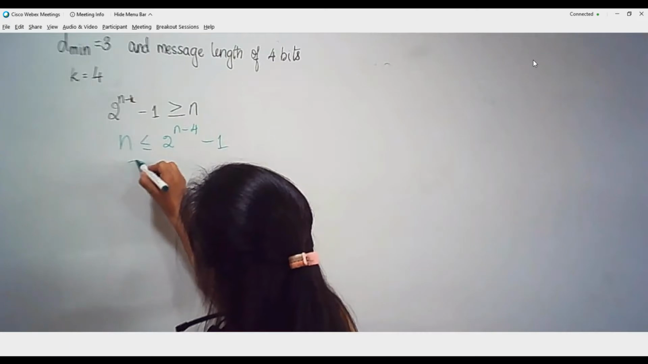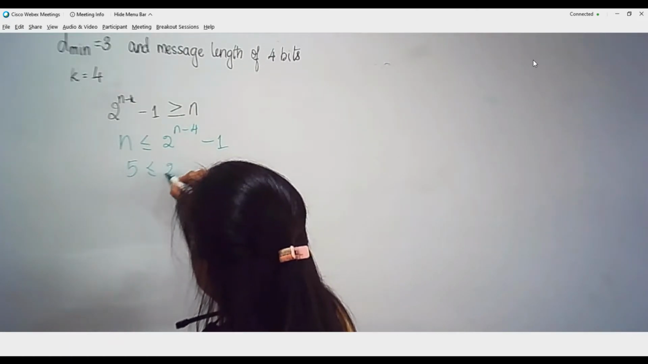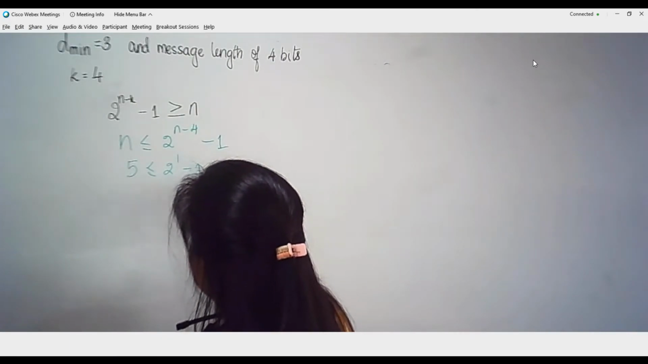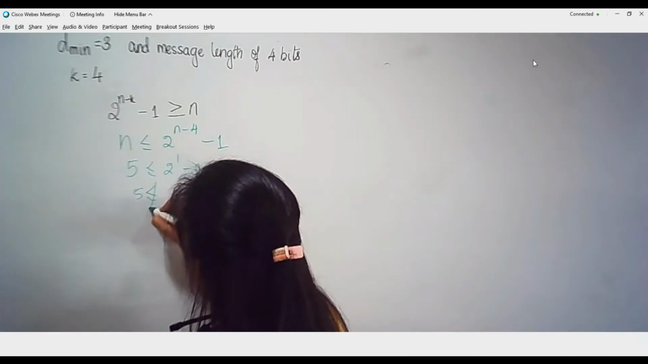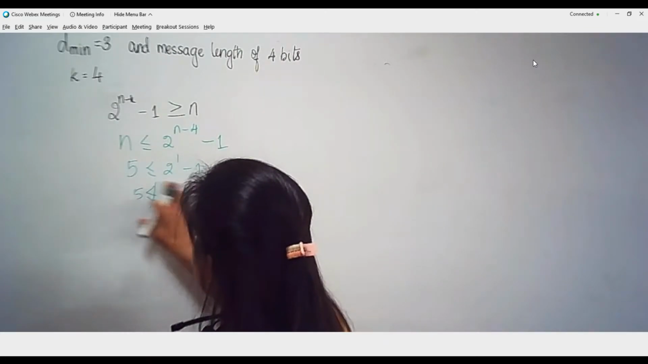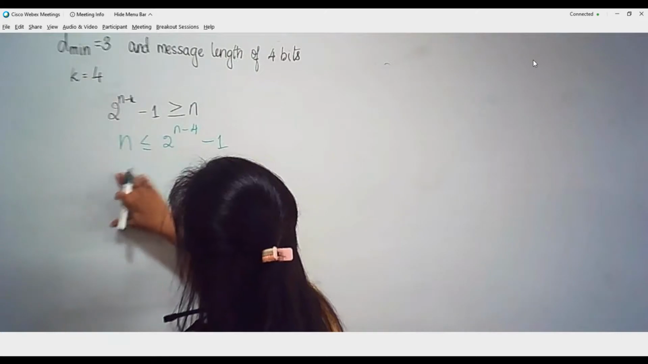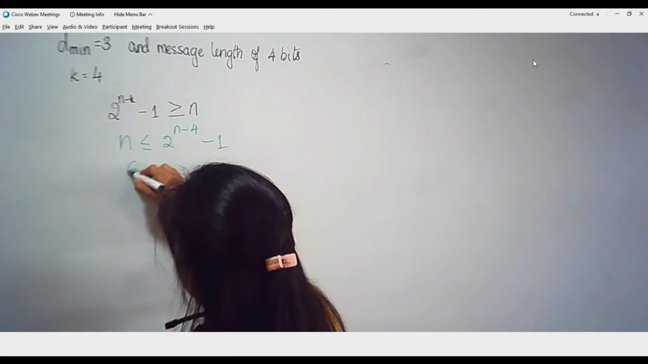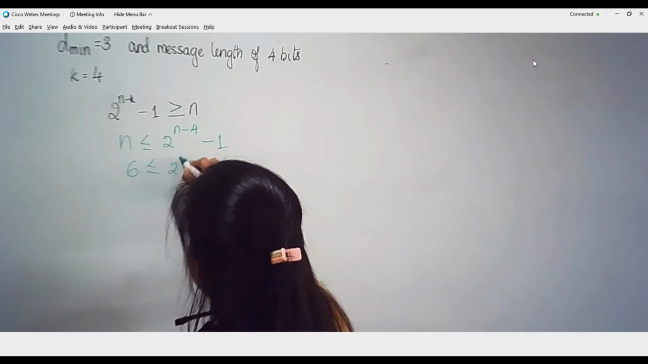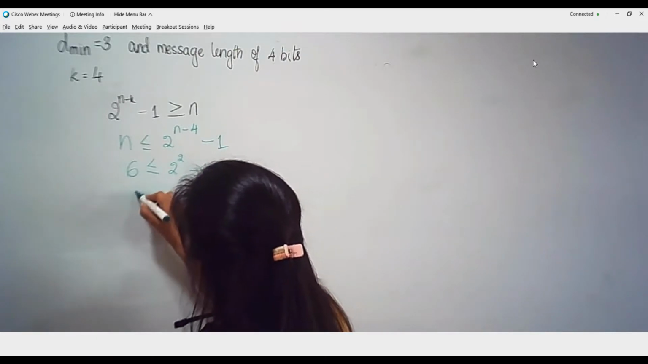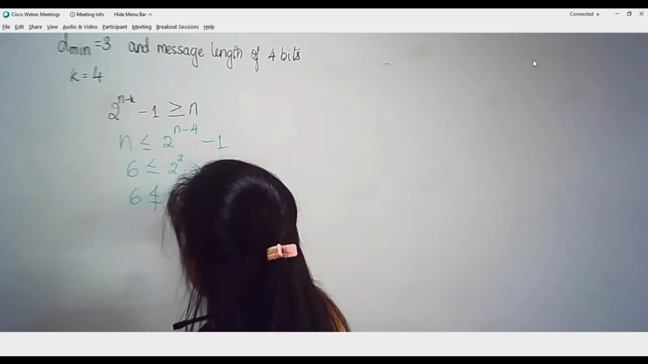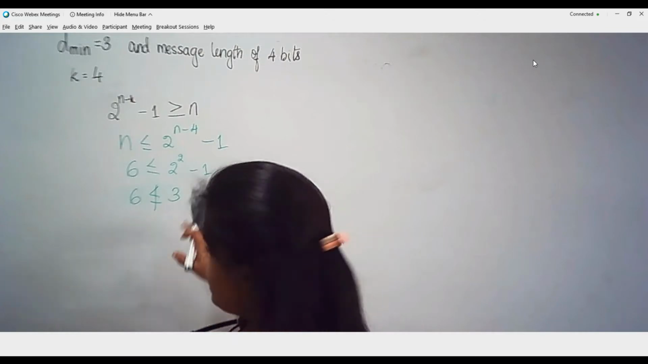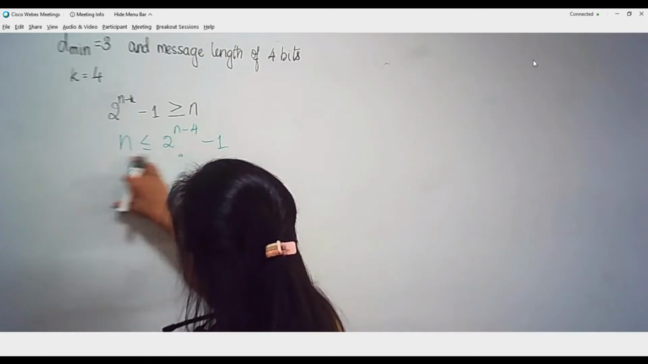Now you put n equal to 5. In this case it will be 2 raised to 1 minus 1. So 5 is definitely not less than 1. So this is a ruled out scenario. So n equal to 5 is not possible. For 6 you try. It is 2 power 2 minus 1. Again you will see 6 less than 3, which is not correct. So 6 is also not possible.